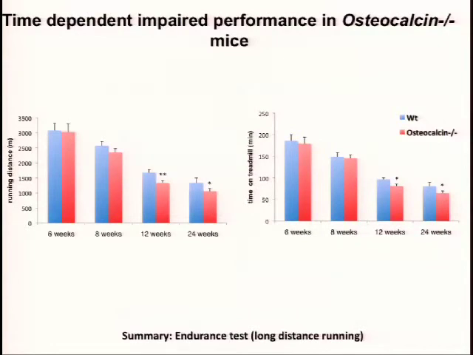It is, in fact, time-dependent, and this is why and where the aging component of the phenotype appears. If we look at the endurance test, the mice run normally at 6 weeks of age, and they also run more or less normally at 8 weeks of age. However, starting at 12 weeks, we now see the phenotype appearing, and it gets worse over time. And it's consistent with the notion that bone health is here, in fact, to prevent aging in other organs.